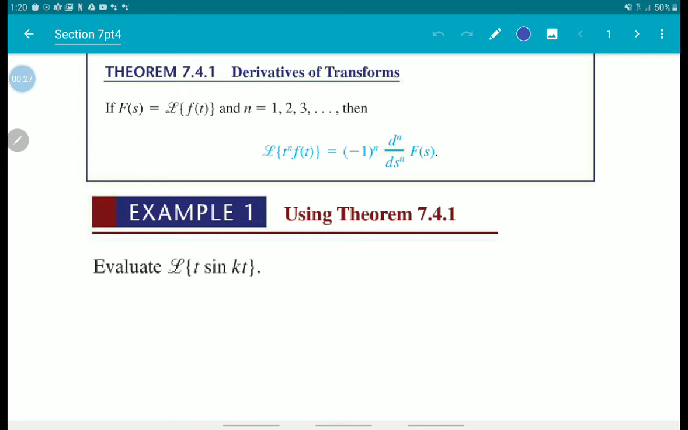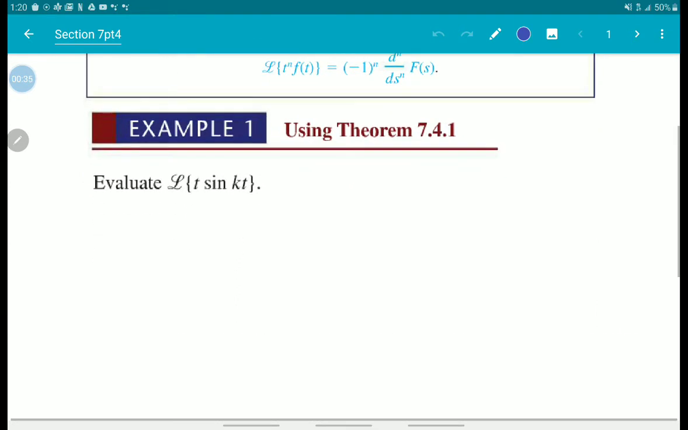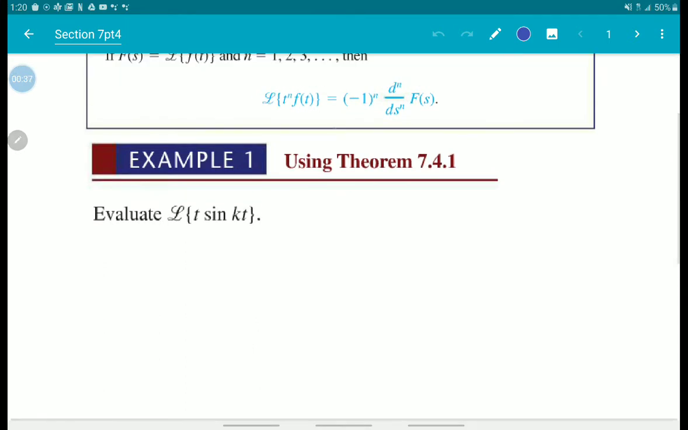So if this is t to the first power, we're going to take the first derivative. If it's t squared, we're going to take a second derivative, and so on. So let's look at an example of applying this guy. So here, our exponent is a 1. So I'm going to say n is 1. Our f of t is the sine of kt, so we're being very generic here.